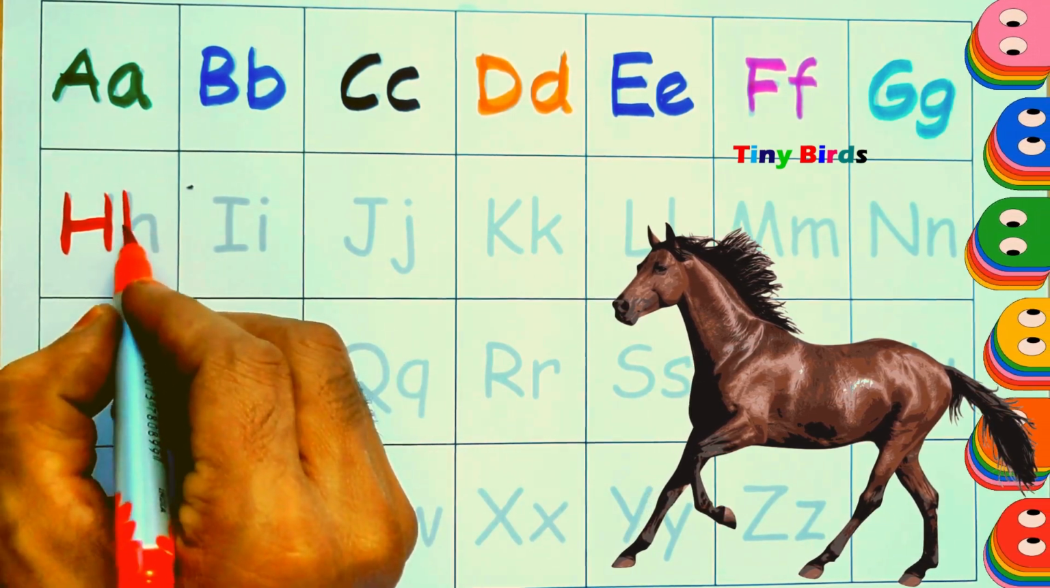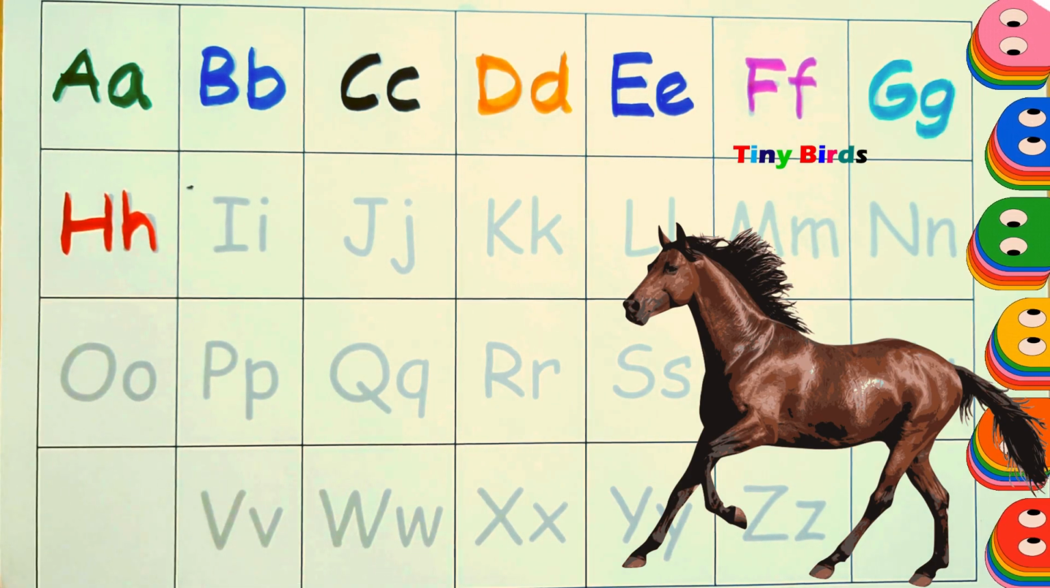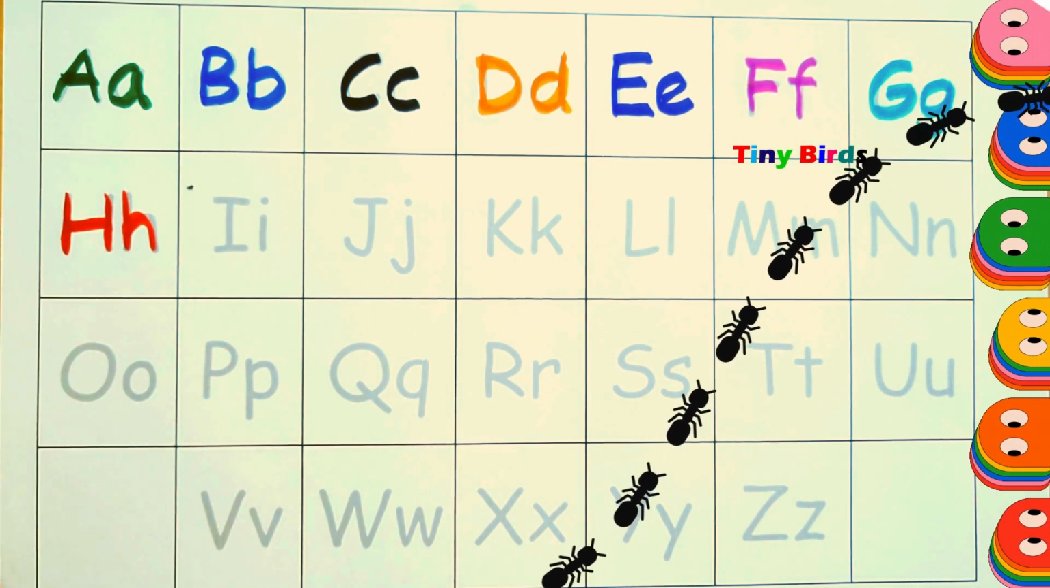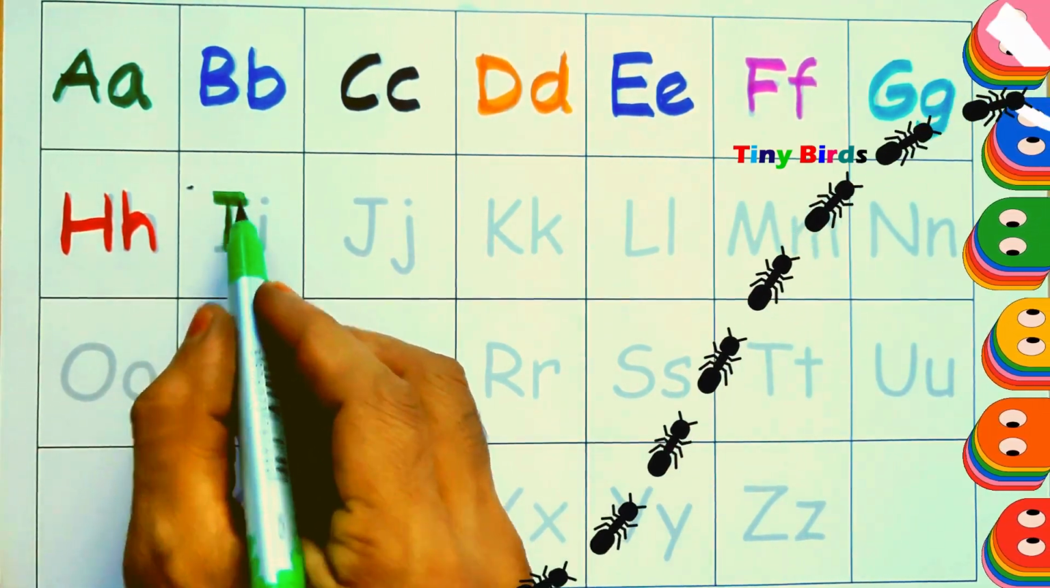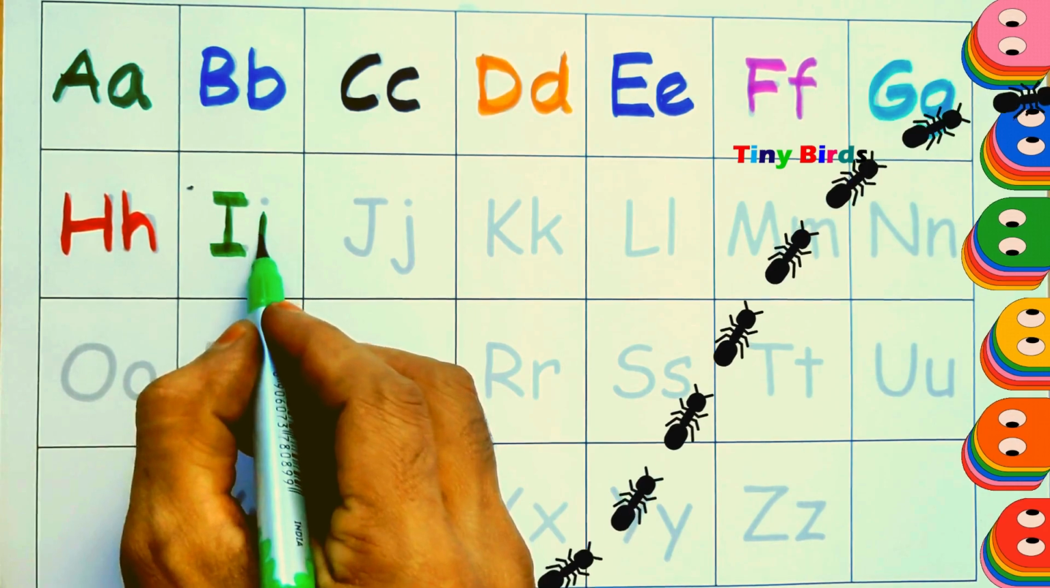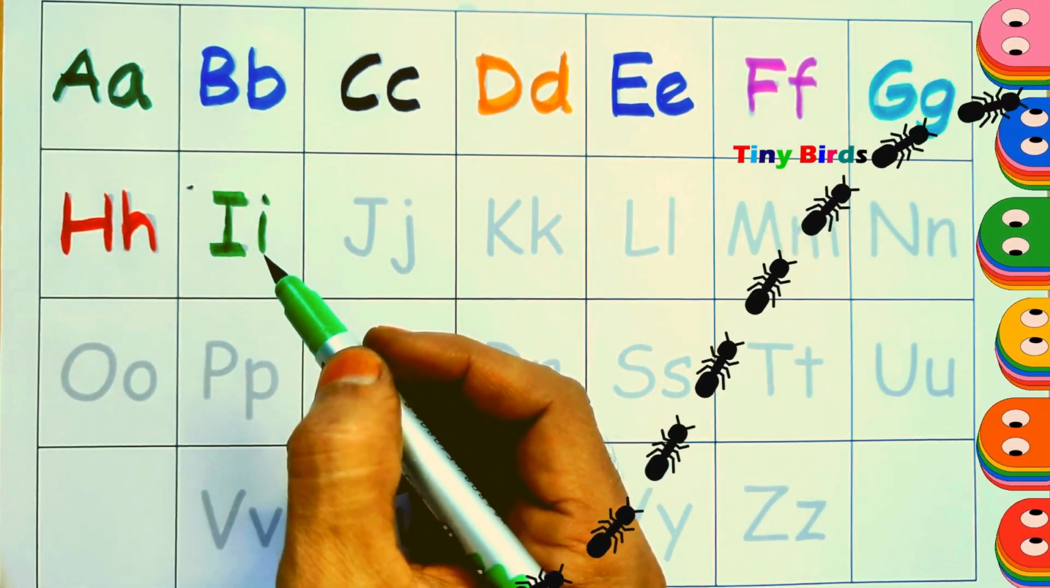H for horse. H for horse. I for insect. I for insect.